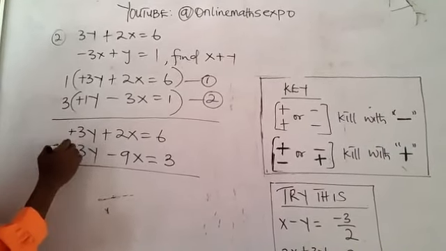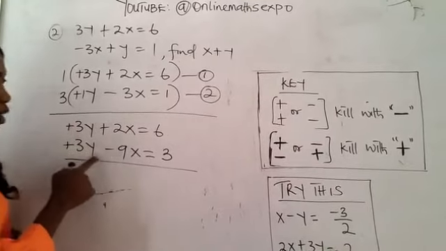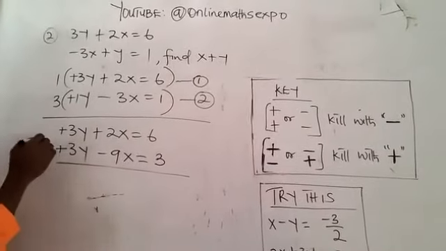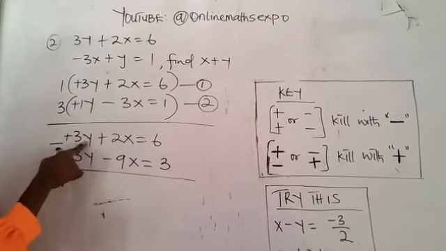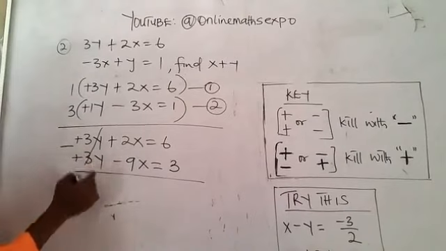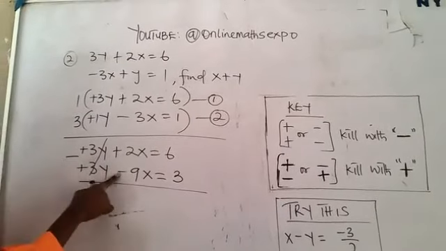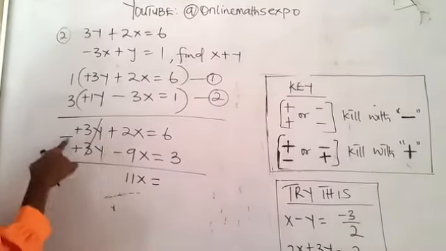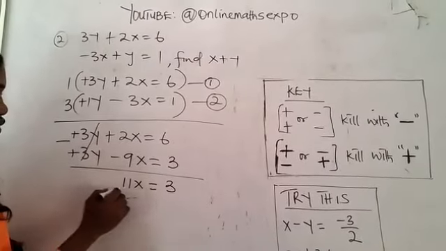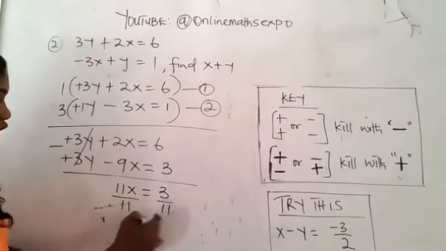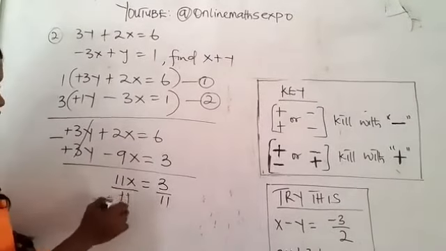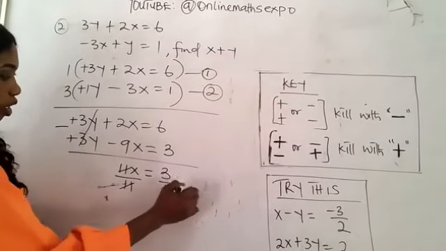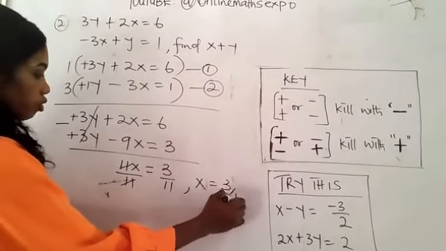This one has plus and this one has plus. And remember, for plus plus, we kill with a minus sign. So in that case, we are going to subtract. And 3y minus 3y has been killed. Then 2x minus 9x will give us minus 7x... 2x minus 9x will give us 11x, which is equal to 6 minus 3, which will give us 3. We divide both sides by 11 so that we can get the value of x. So x will be 3 over 11.